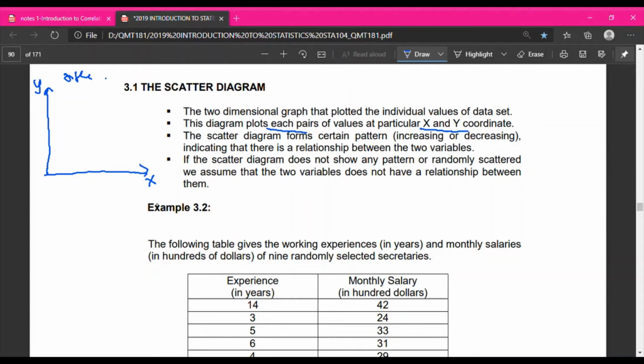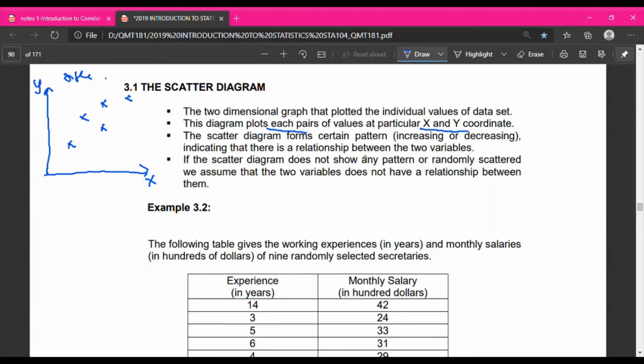Okay, so the scatter diagram form certain pattern. So, dia akan form the certain pattern which is increasing or decreasing, indicating that there is relationship between the two variables. So, kalau you dapat increasing trend ataupun decreasing trend, it shows that there is a relationship between the two variables. Contohnya, you akan dapat sini, di sini, di sini. Okay. So, nampak increasing trend contoh kat sini. So, we can say that the two variables have relationship.